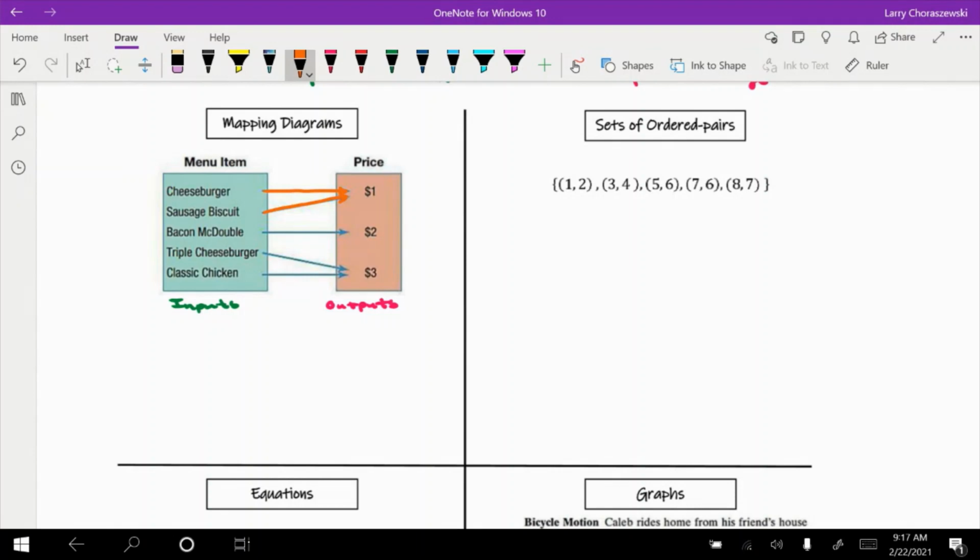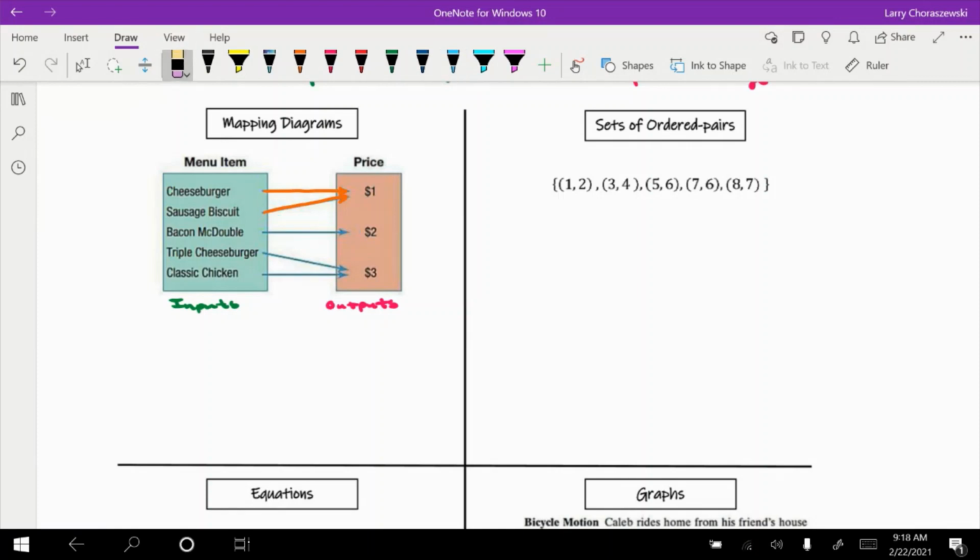What you want to look out for are any menu items that are being assigned to different prices. So for example, let's say that the sausage biscuit was assigned a price of $1, but was also assigned a price of $2. That would break the rule of a function, because a function is supposed to take an input and assign it one and only one output. So if you see an input being assigned to two different outputs, you don't have a function.